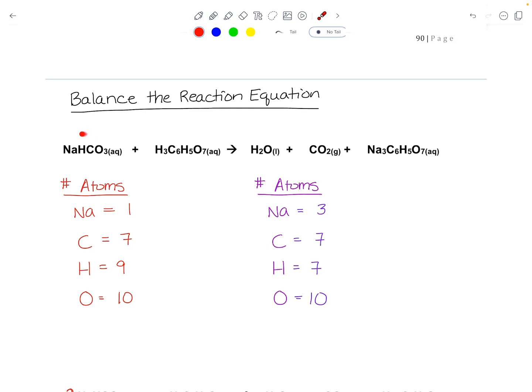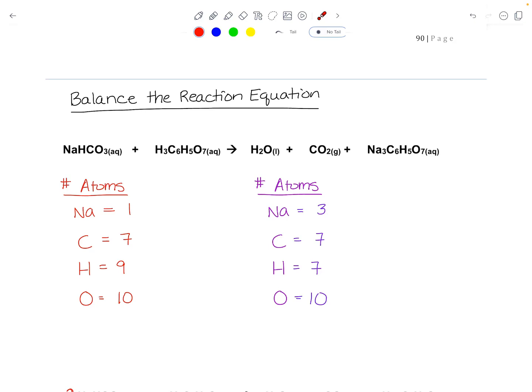Here we have the beginnings of a reaction equation that is given to you in your lab manual, and it contains the reactants, sodium bicarbonate and citric acid, and then the products on the right-hand side, which include carbon dioxide gas, which is what we see as bubbles in our experiment.